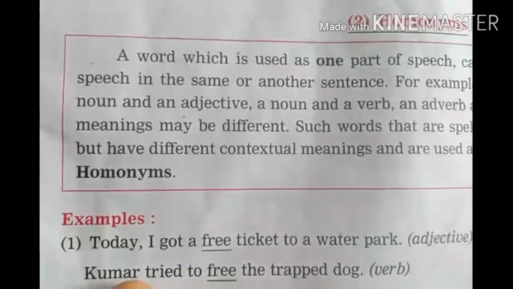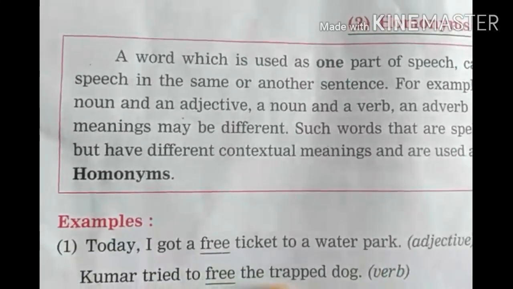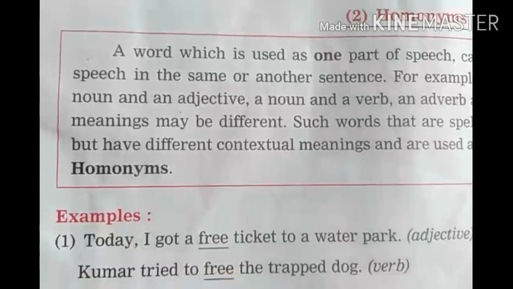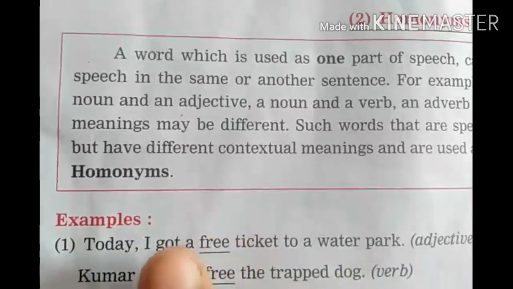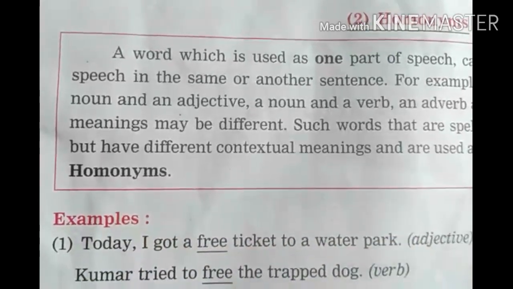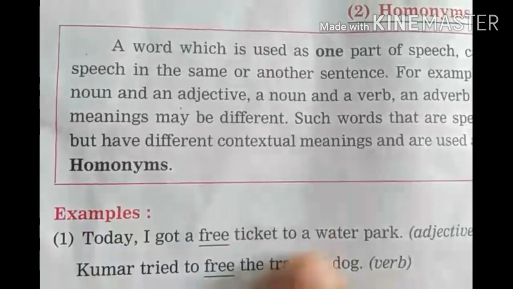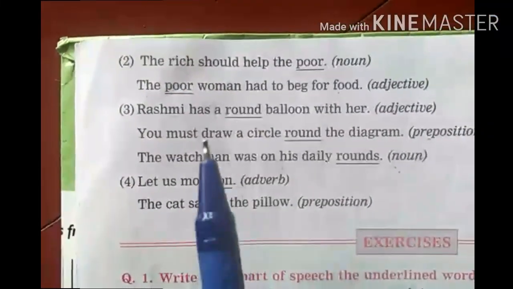Okay, now see the next sentence. Kumar tried to free the trapped dog. Can you see again the word free is used here? Yes, but can you see here it is the action taken by Kumar, so it is a verb. So the word free can be used as an adjective also and can be used as a verb also. So can you see students now? Free is what? It is a homonym. So let's see another example.